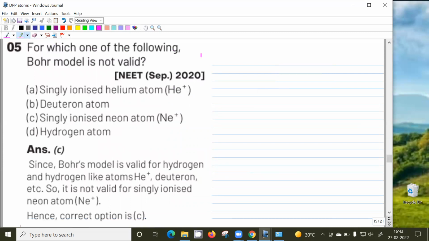For which of the following is the Bohr model not valid? So you can think of the limitations of the Bohr model. Singly ionized helium atom, electron. It's applicable only for one-electron species. Why is it applicable only for one electron?